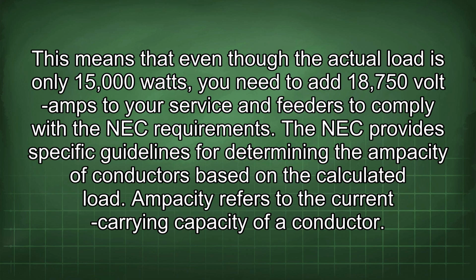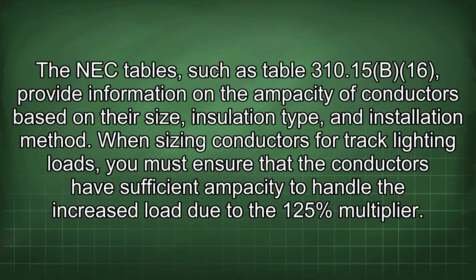The NEC provides specific guidelines for determining the ampacity of conductors based on the calculated load. Ampacity refers to the current carrying capacity of a conductor. The NEC tables, such as Table 310.15(B)(16), provide information on the ampacity of conductors based on their size, insulation type, and installation method. When sizing conductors for track lighting loads, you must ensure that the conductors have sufficient ampacity to handle the increased load due to the 125% multiplier.